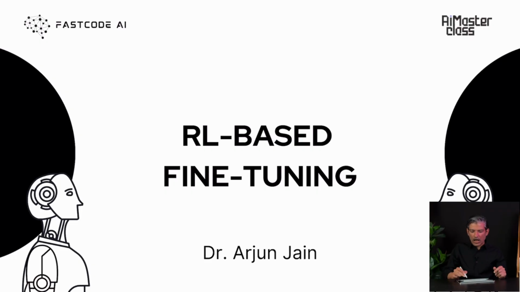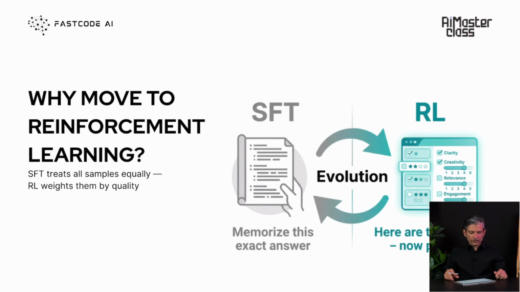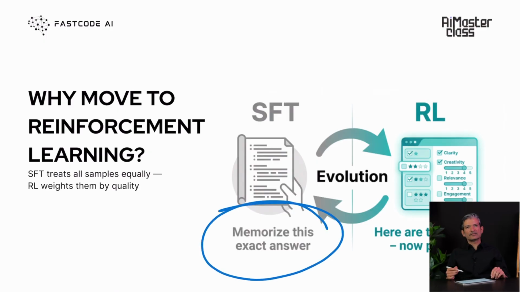And now we want to talk about RL based fine tuning. So why do we need this RL? Why do we need to move to reinforcement learning based fine tuning? Well, the reason is that SFT, supervised fine tuning, treats all samples equally, and reinforcement learning weighs them by quality. Essentially, SFT tells the model to memorize something as the right answer, but RL instead gives it criteria and says, okay, these are my criteria, go and practice and improve on those. So how do we do that?